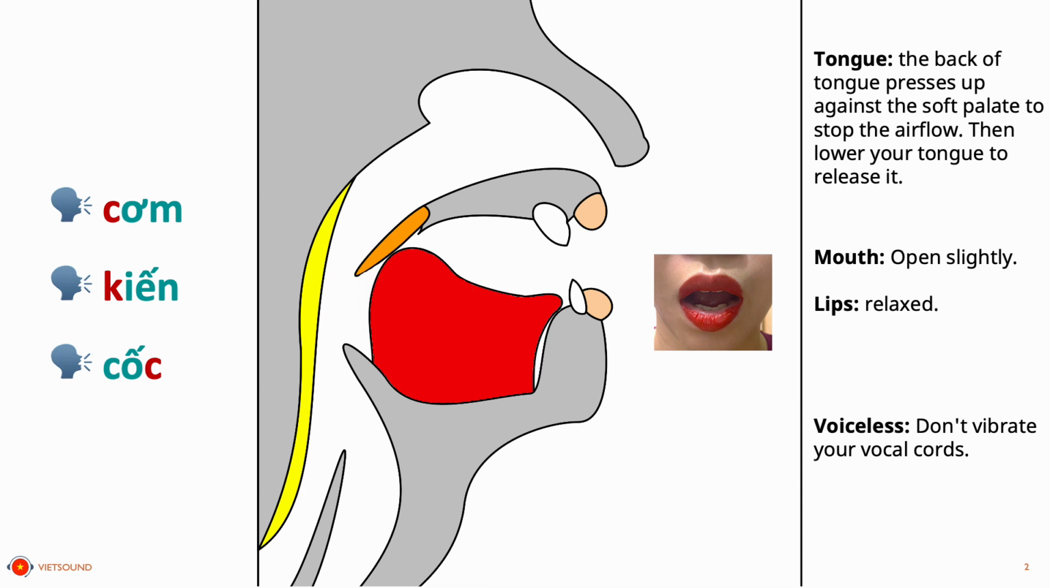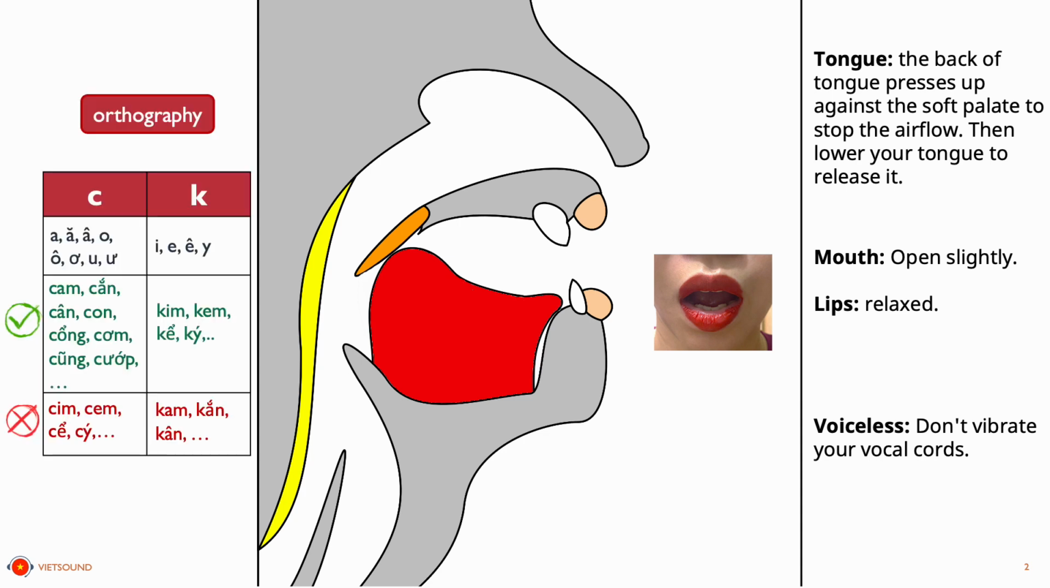Okay, now let's try to say the sound. K, k, k. Cơm, kiến, cốc. Now I'm gonna talk a little bit about the two letters. The letter C in Vietnamese we call C, and the letter K in Vietnamese it is K. I'm gonna explain the difference between these two letters. These two letters are pronounced exactly the same, but they are different in orthography.